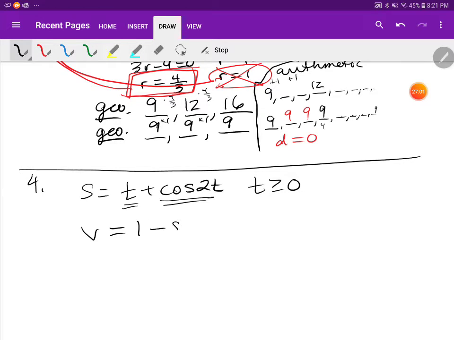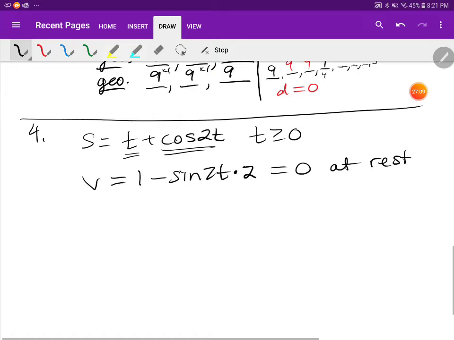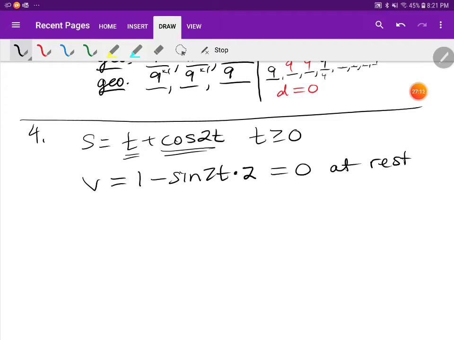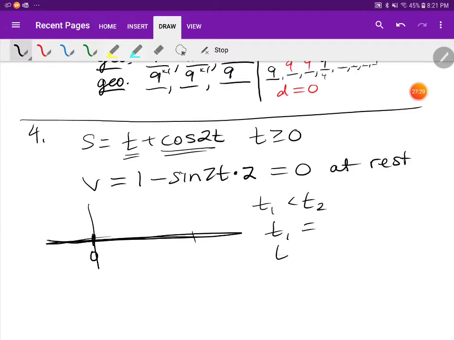So this is what? Minus sine 2t times 2. And then I need to set it equal to 0 to be at rest. And they want to know the first 2 times the particle is at rest. So they want us to solve this, which means I am going to have to graph it. This is 0. I'm going to have to find out when it hits the x-axis, right? So 0 would be this, and then there's the curve. And it's saying T1 is less than T2. So I'm going to have to find T1 and T2 based on the picture of when they cross.